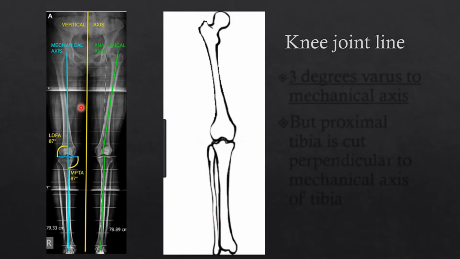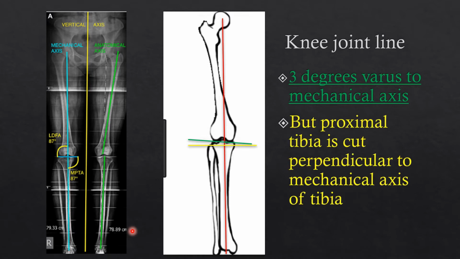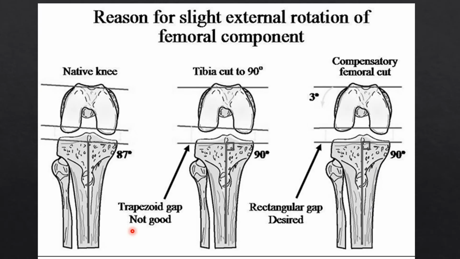Now, the mechanical axis of the limb and the joint line form the lateral distal femoral angle of about 87 degrees or the medial proximal tibial angle of 87 degrees. So the joint line is 3 degrees off from the mechanical axis. That means the mechanical axis is not perpendicular to the joint line, but the proximal tibia is cut perpendicular to the mechanical axis of the tibia.